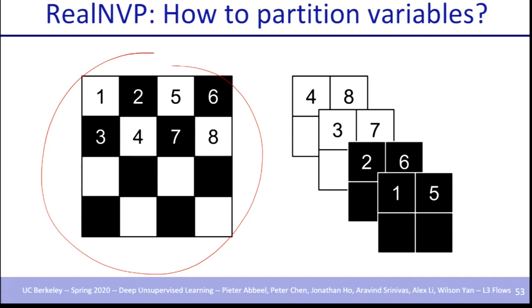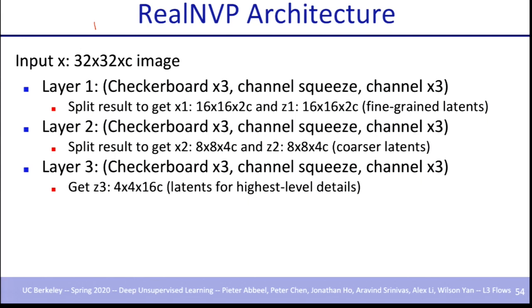After a few of those, you get a squeezing. So the image gets, in some sense, resized to have more channels, less spatial extent. And then once you do that, after that, you can do a conditioning on the first half of the channels versus the second half of the channels instead of spatial partitioning. We'll look at it in more detail. Actually, it's a 32 by 32 by number of channels image.